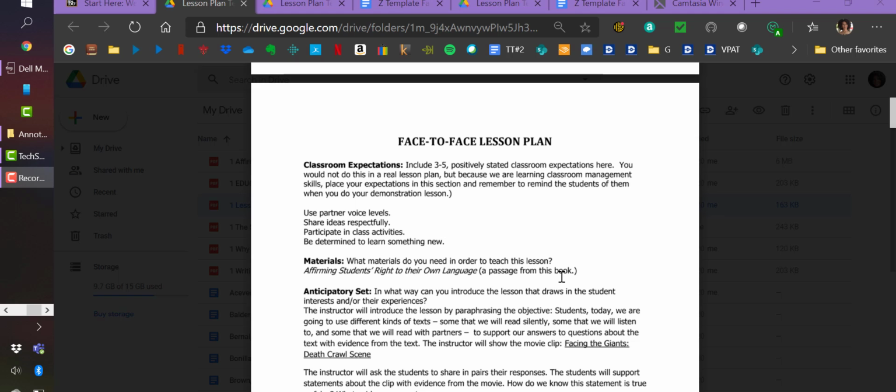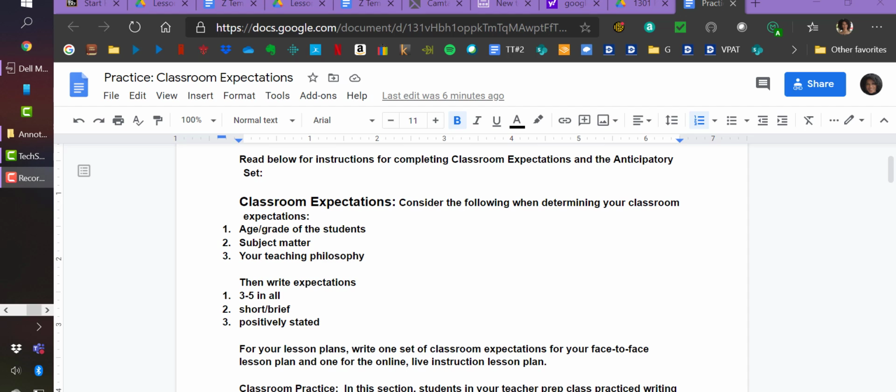Participate in class activities. How might I say that negatively? Maybe don't be lazy in class. Negatively stated, we want to stay away from those. And the last one, be determined to learn something new. You can think of a way to say that negatively, but the point is you want your expectations to anticipate a positive reaction. And if you give a list of don'ts, think about it for yourself. Give a list of don'ts to anyone, you really start off on a very negative footing. And none of us wants to start off our class with a negative tone.